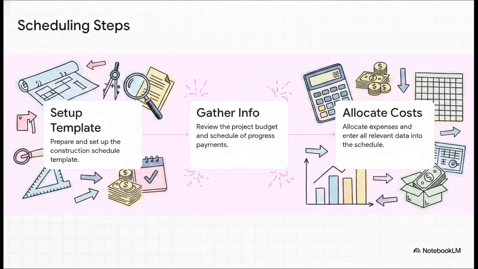So, how do we actually pull this off? Well, it boils down to 3 core steps to prepare a solid construction schedule. Step 1, prepare and set up your template. Step 2, gather all your necessary information. And Step 3, allocate the expenses and plug in the data. Think of this process exactly like laying out a physical building blueprint, except this time it's for your finances.